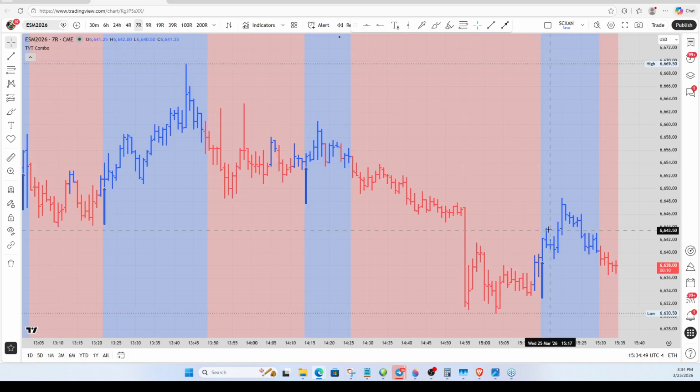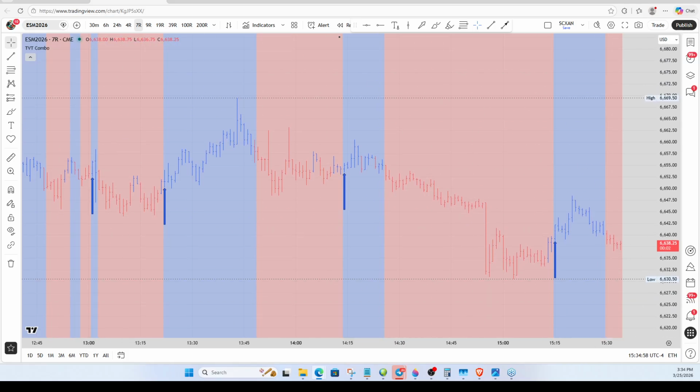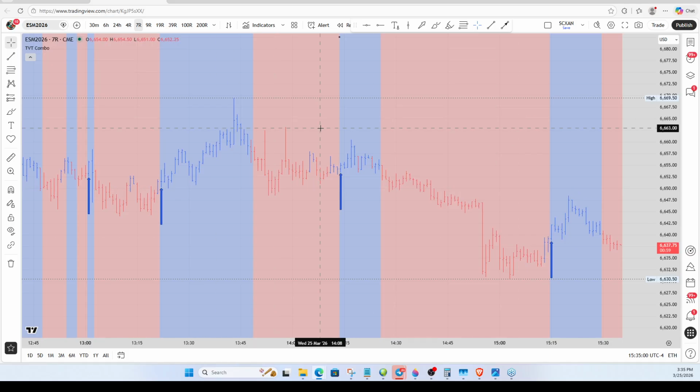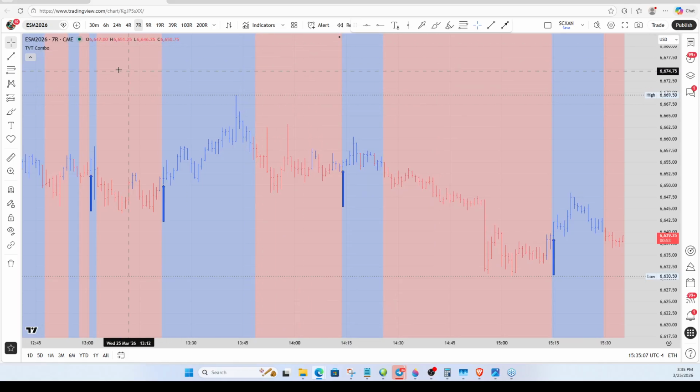This is what the TV trades looks like right here. This is the TV trades. This was the original stuff that I created when I started TV trades. This was all I had. All right, and I had like inside here, on this side, just this much, right? There was nothing else to it.